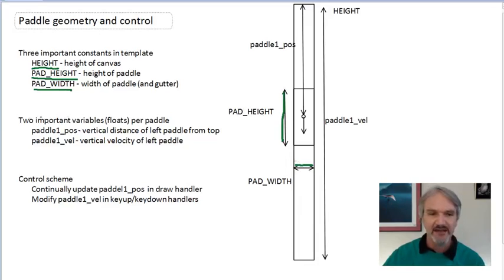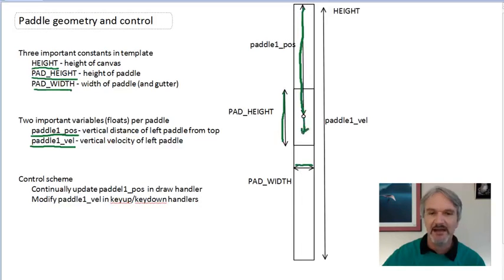So to do that, for each paddle, I have a variable of the form paddle position. That's the vertical height of the paddle, and paddle velocity. That's the vertical velocity of the paddle. So over here, for example, this distance right here allows me to keep track of where the center of the paddle is. And then I also have a variable that keeps track of the velocity.